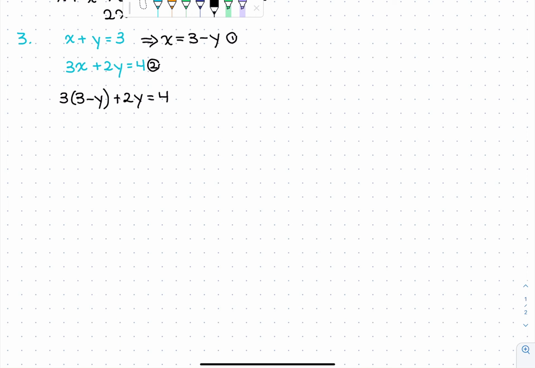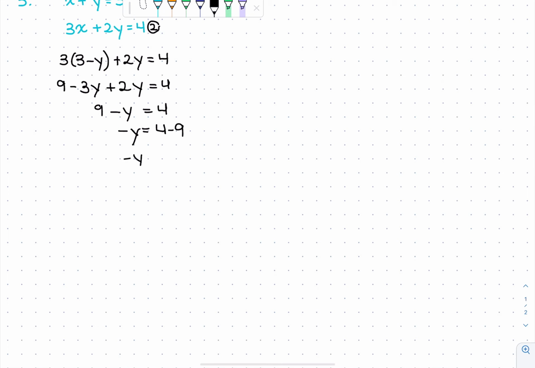So 3 times 3 is 9, minus 3y plus 2y equals 4. Collect like terms. Negative 3y plus 2y gives me negative y equals 4. Bring that 9 over. We'll have 4 minus 9 equals negative y. So we'll get negative y equals negative 5.